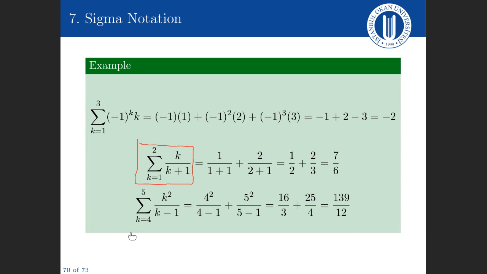And one more, which I will leave you to check later. We don't have to start at 1. If we wanted to, we can start at k equal to 4.